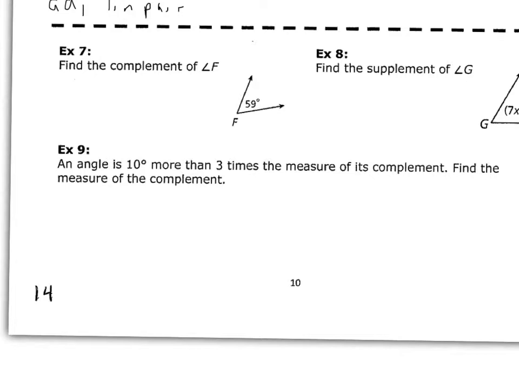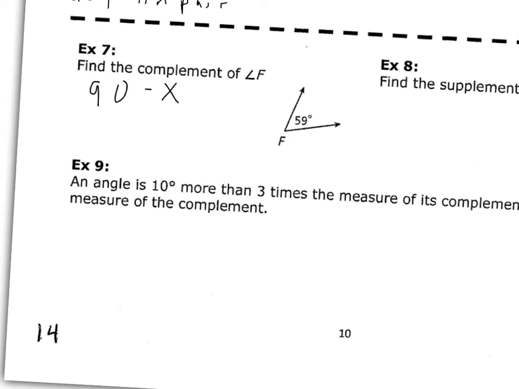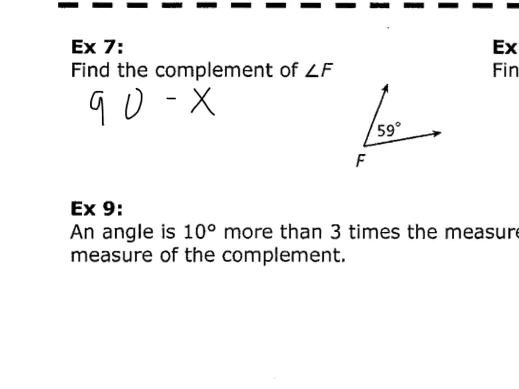Okay, we're going to move on to example 7. We want to find the complement of angle F. Remember, the complement means that it adds up to 90 degrees. So we're going to have the formula 90 minus x to represent complementary, and we're going to plug in our value in this one, which is 59. So we have 90 minus 59, and that gives us 31 degrees, which we would know to be the complement of 59 degrees. Fairly straightforward.